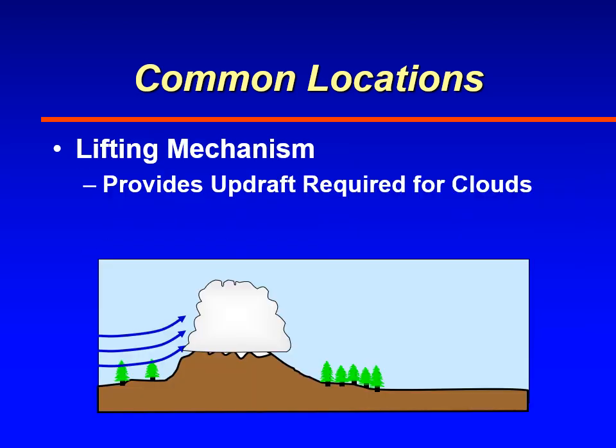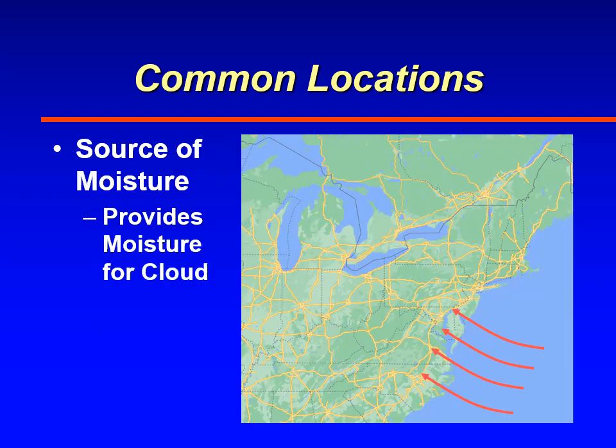So the lifting mechanisms, of course, provide the updraft required for the clouds. Can be mountains, can be convergence, jet streams, fronts, things like that. And of course, the closer you are to a source of moisture, like the Gulf Coast or the East Coast or West Coast of the United States, the more abundant moisture there is in the atmosphere. So you can think that places where you have good lift and you're close to a source of moisture, you're probably going to have a lot of ice.